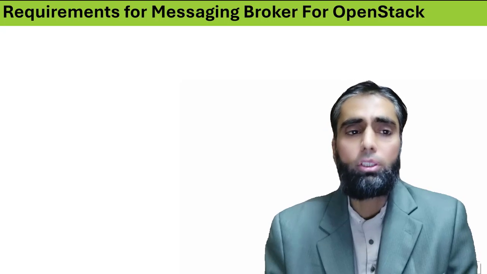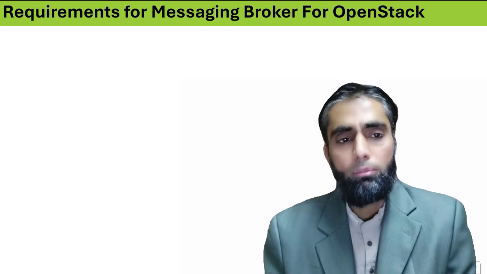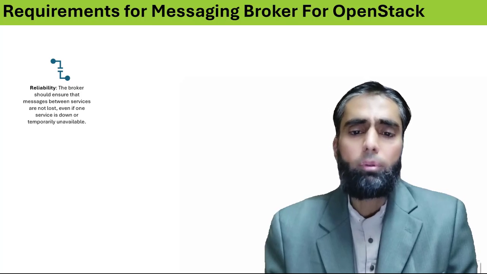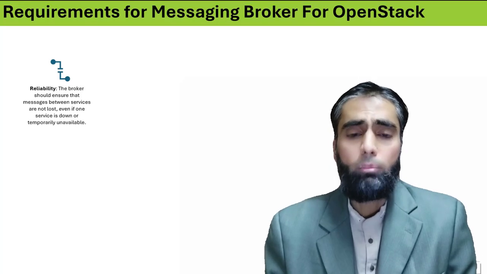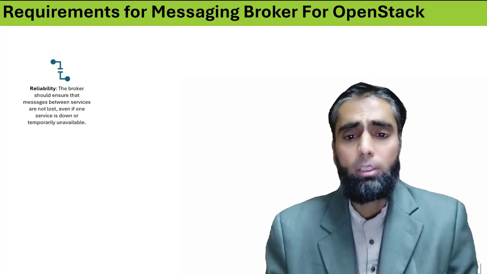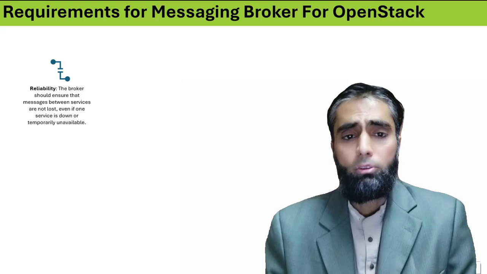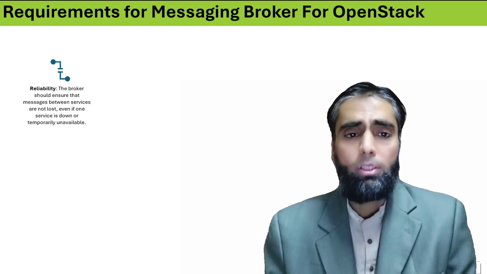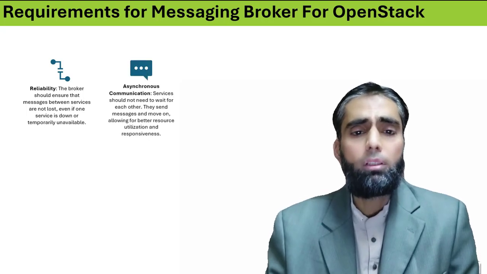We have discussed the key roles of the messaging service for OpenStack. We will also have a look at certain requirements that OpenStack has from the messaging broker. The first performance requirement is reliability. The messages sent by the producer, the component that initiates the message, should be reliably sent to the destination or the intended component or service. It should not be lost, and there should be proper acknowledgement once the message is delivered to the particular service.